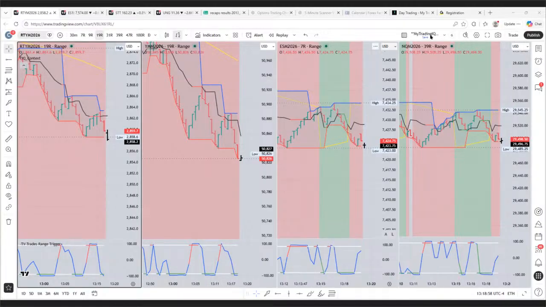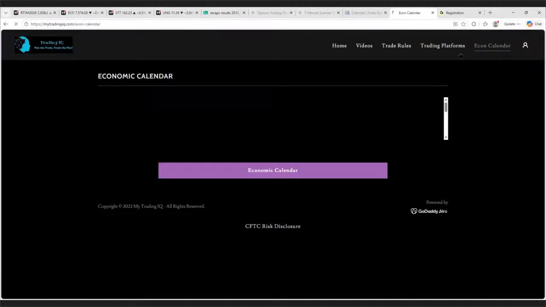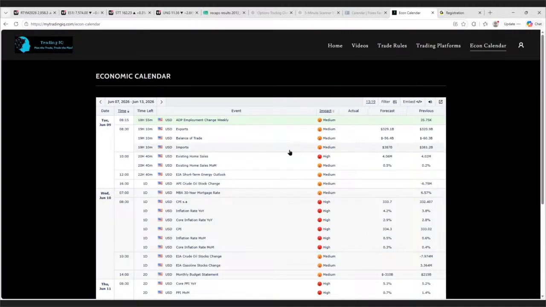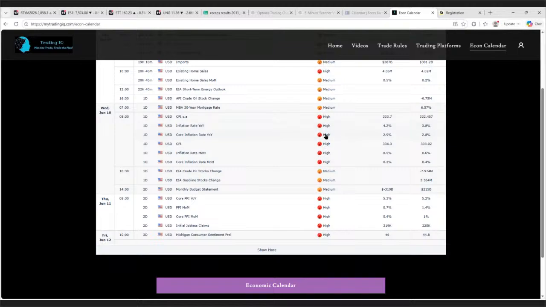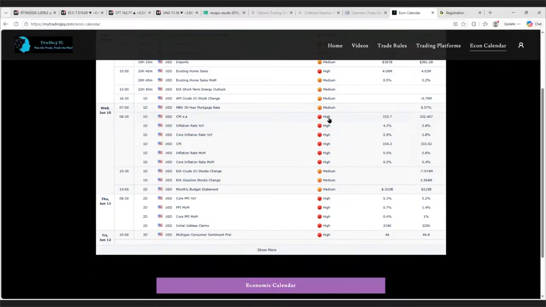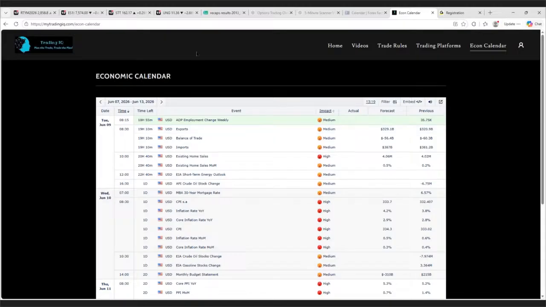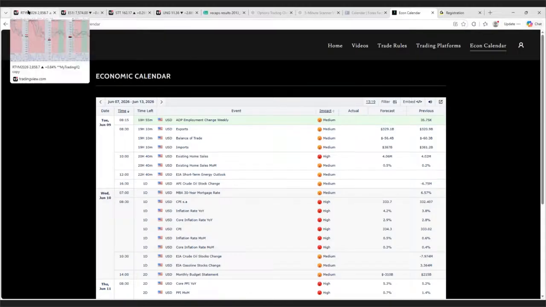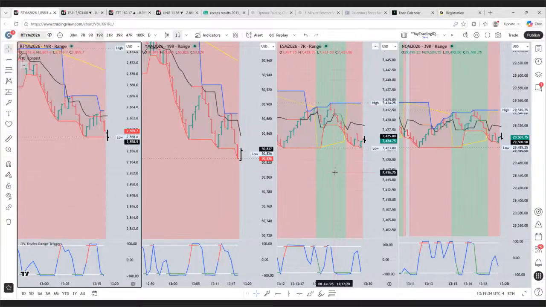There was no news today. The first week of the month is usually when the majority of the news comes. I guess I might look, there it all is right there. There's all the high impact. So tomorrow we have existing home sales, and Wednesday we have all this stuff: inflation rate, core inflation rate, CPI, all that stuff. And Thursday, all that stuff, and then Friday, that. So this is big stuff here. It sure is.